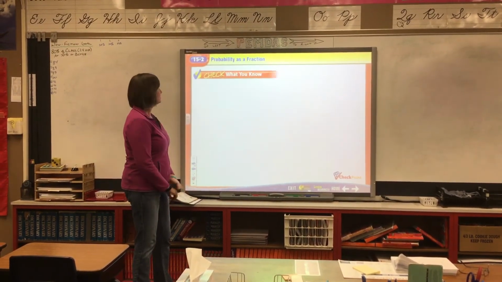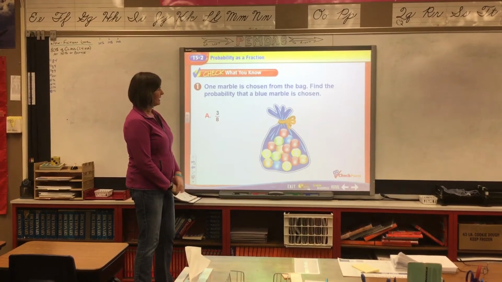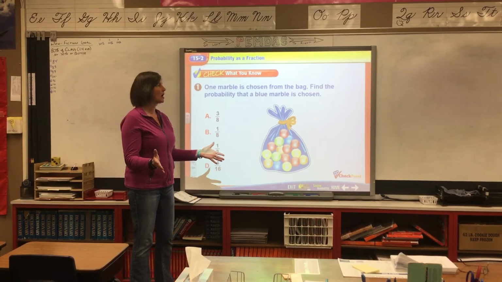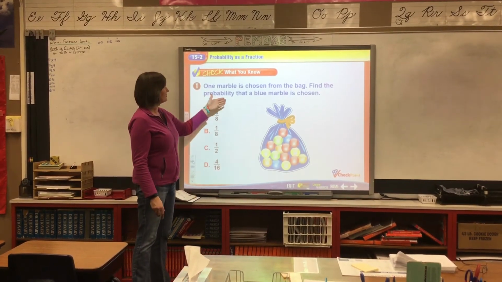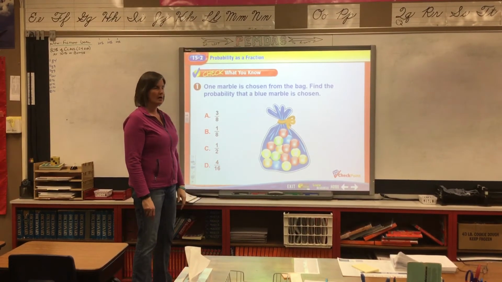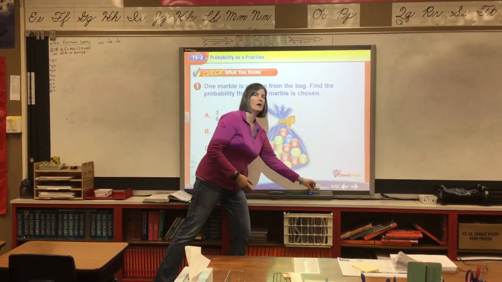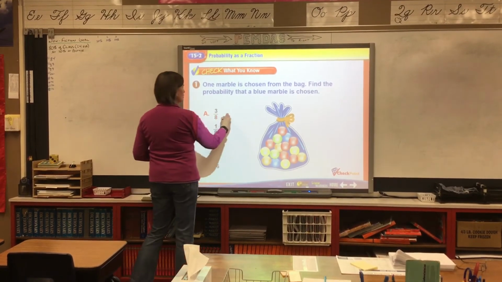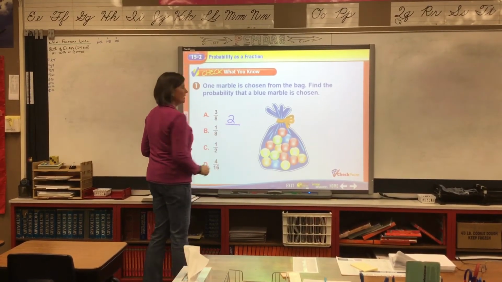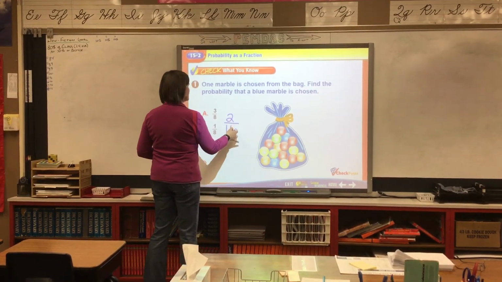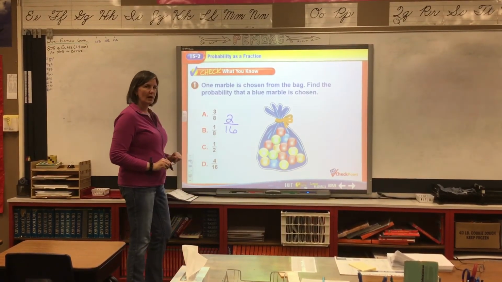Okay, let's have you try this example. Again, it's the same bag, so there are 16 marbles in the bag, and in this one you have to find the probability that a blue marble is chosen. You're going to count how many blue marbles are in the bag. There are 2. That's the number that goes on top. Out of a total of how many? 16. Out of 16, so 2/16 is the probability.